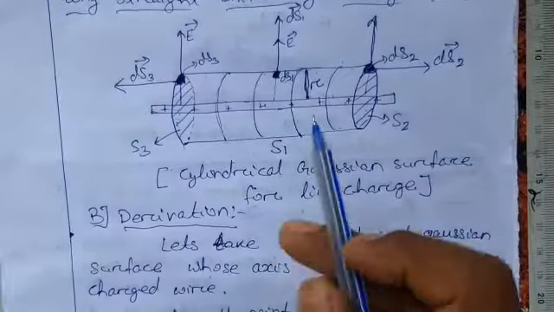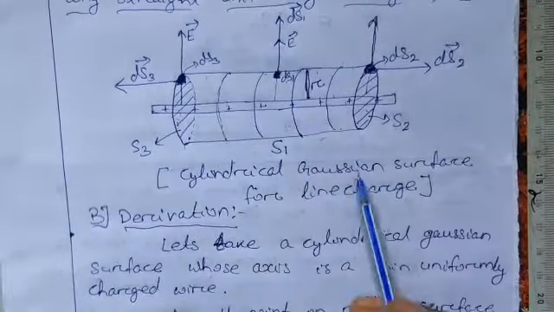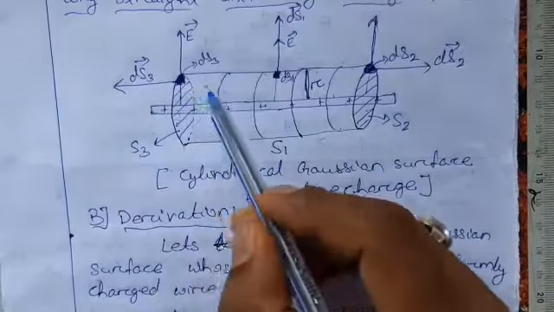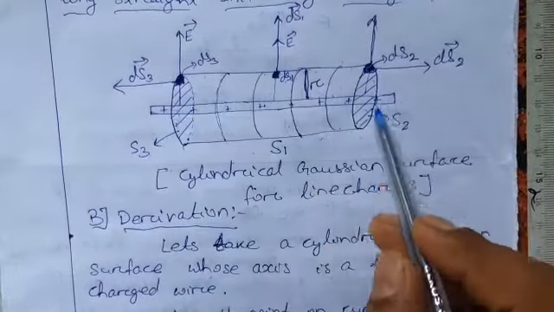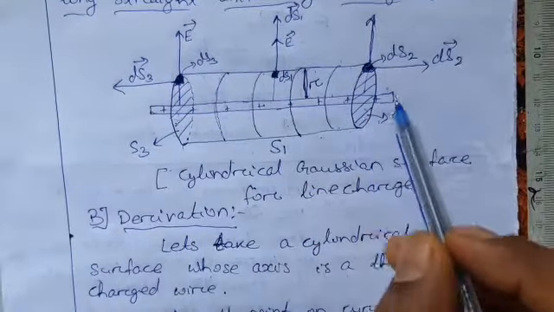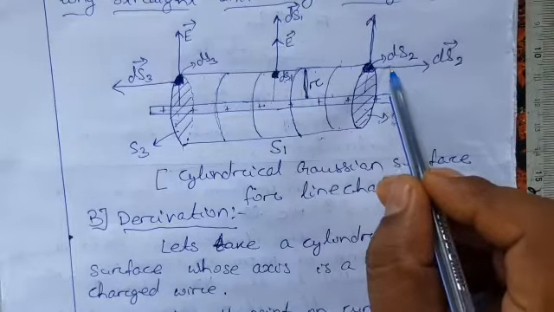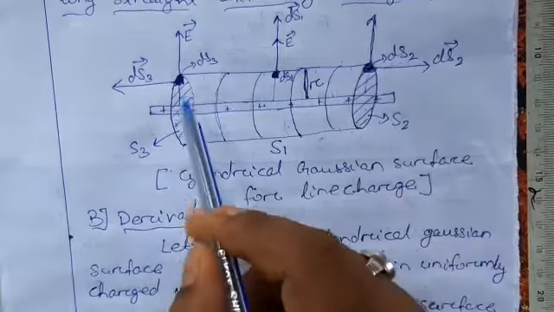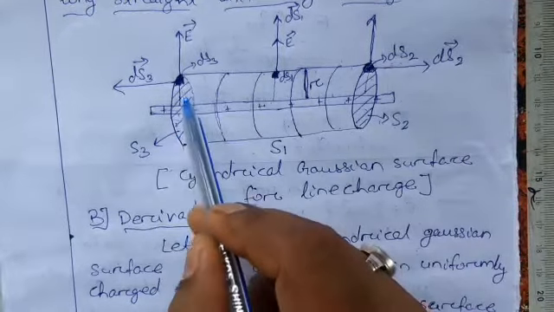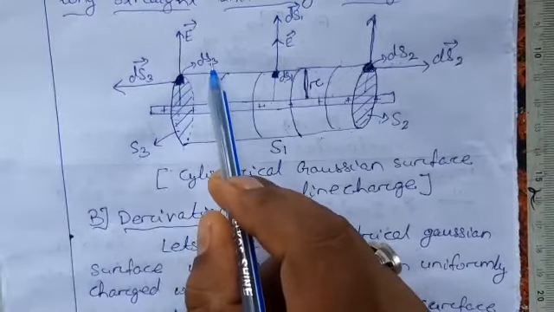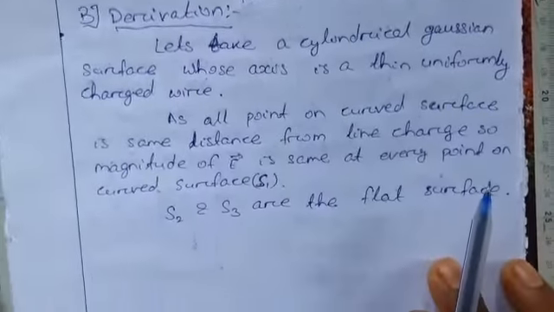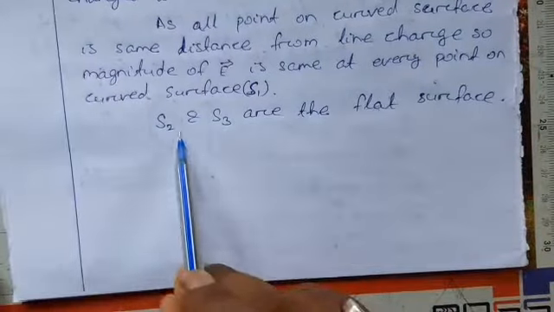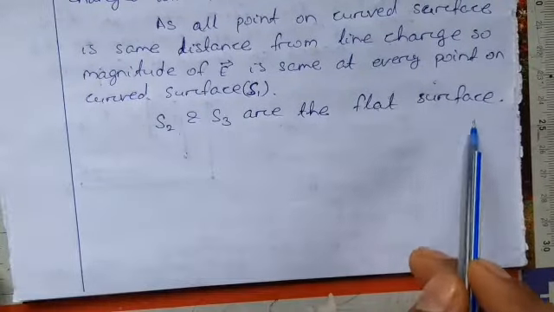Electric field on any point of the surface, I can say the same. And also I will take the flat surface here. S2 is the flat surface where I have taken the small area ds2, and here also S3 is another flat surface where I have taken small area ds3. Okay, here given S2 and S3 are the flat surface.